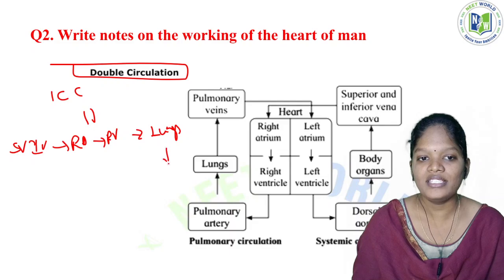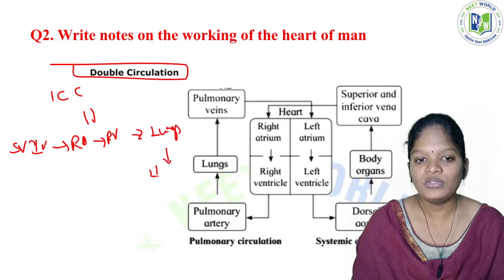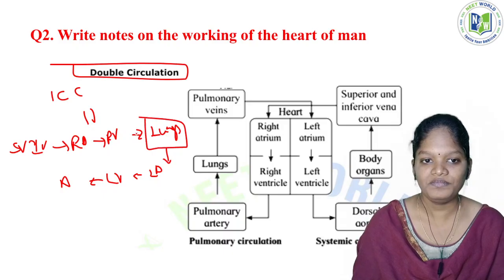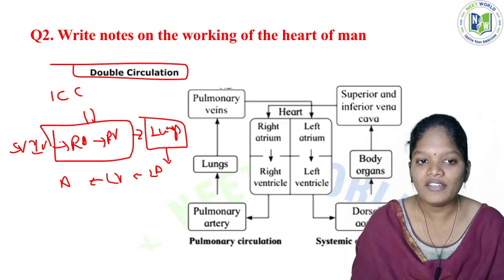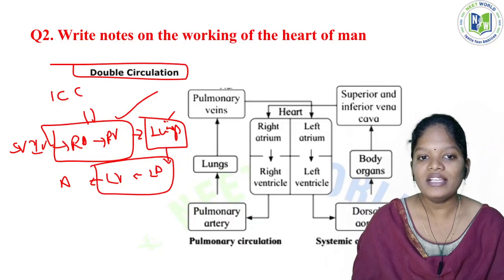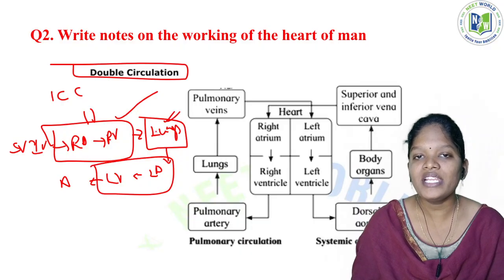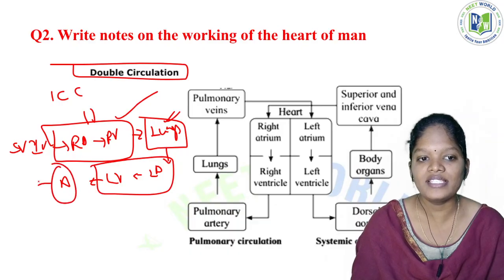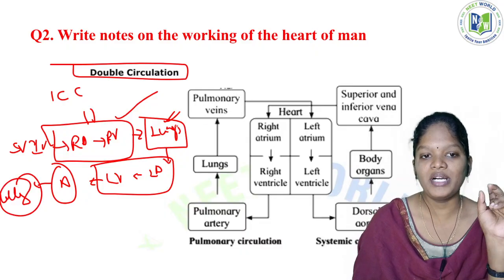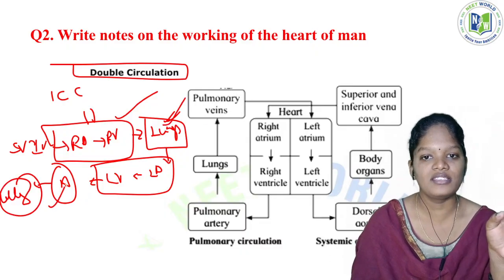Now the other cycle. From the lungs it enters the left atrium, and from the left atrium to the left ventricle, and from the left ventricle to the aorta. So here, it is reaching the lungs. The involvement of the heart is here, and here also. If the lungs are involved, this is called pulmonary circulation. If there is an aorta reaching other cells, this is called systemic circulation. So this is double circulation: pulmonary circulation and systemic circulation.